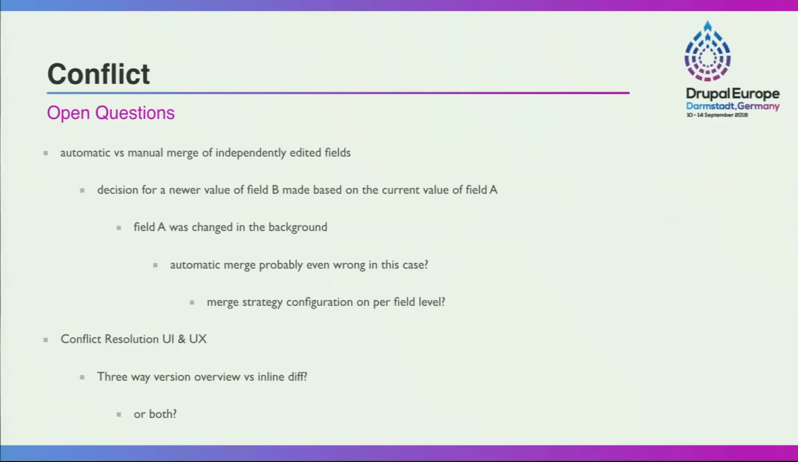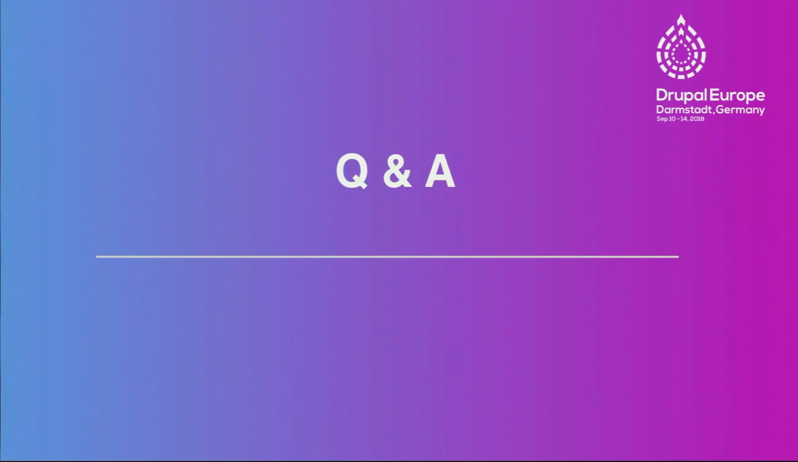And about the manual conflict resolution UI and UX, we can talk about it. How do we prefer it? Do we prefer this three-way view, version overview, or do we prefer an inline diff, where you can see in red, for example, something that has been removed, and in green, something that has been added to a text, which makes it a little bit complicated when we have complex fields, like entity references and so on. And probably for that case, we might need both solutions depending on the field type. So those are the questions that are still open.